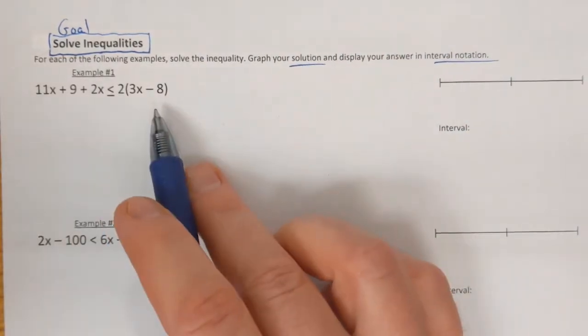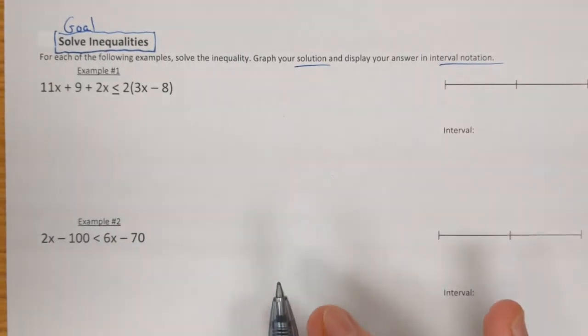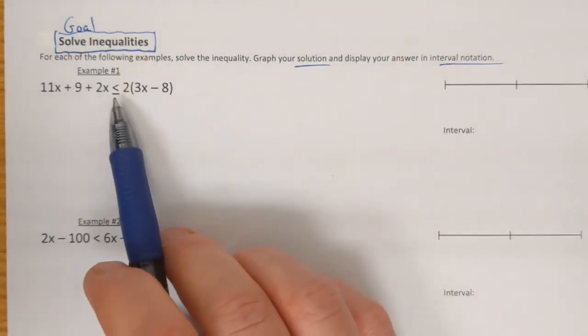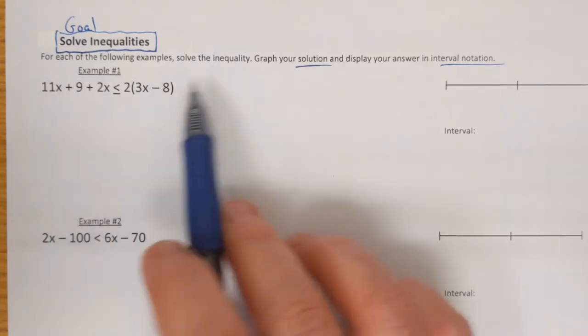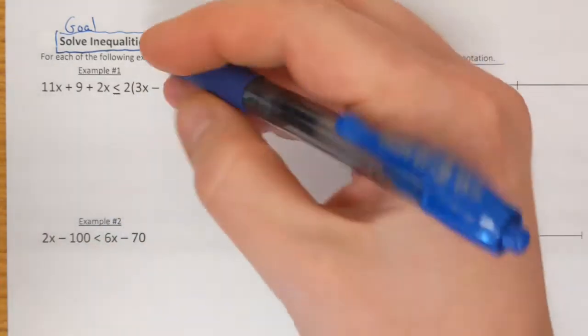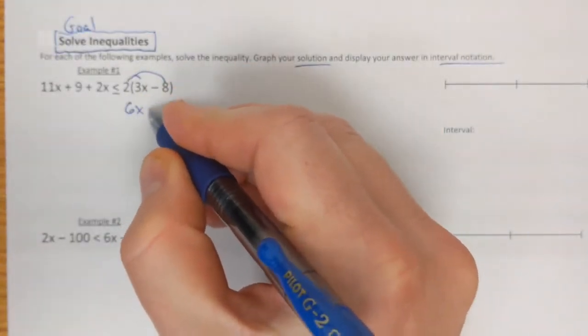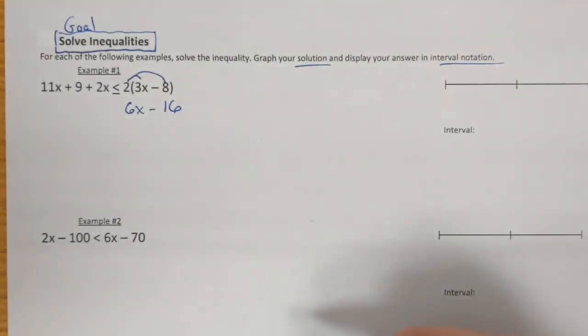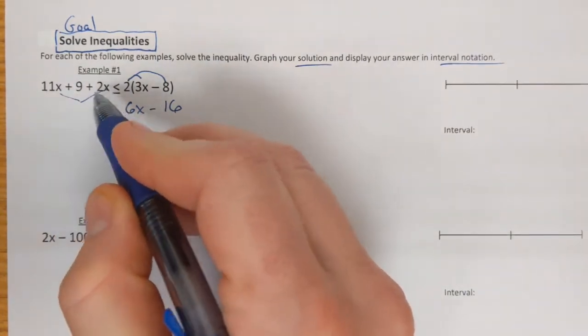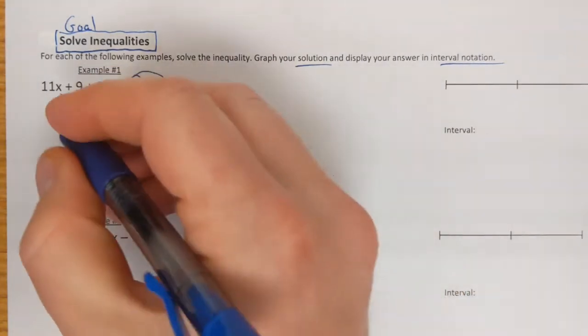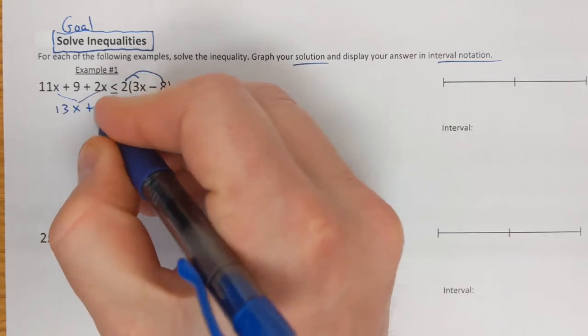Now, first thing you'll realize about solving an inequality is it's very much like solving an equation. For now, just pretend like this is an equal sign and think, how would I solve this equation if this was an equal sign? Well, I'd start by distributing this 2 here. This would become 6x minus 16. Over on the left-hand side, I can combine like terms, the 11x and the 2x, which becomes 13x.